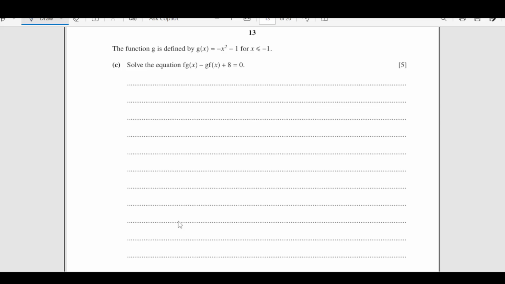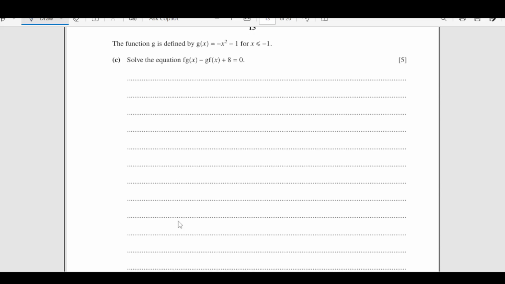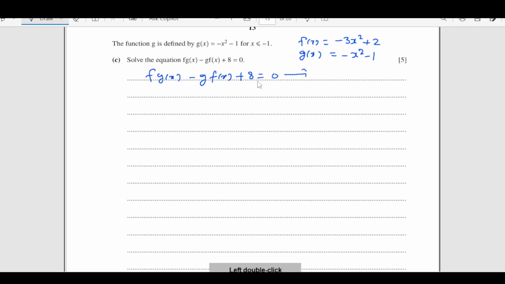Now part C, the function g is defined by g(x) equals negative x squared minus 1 for x less than 1. Solve this equation. So f of g(x). Now let me rewrite here f(x). Our f(x) is negative 3x squared plus 2 and our g(x) is minus x squared minus 1. Now f of g(x) plus g of f(x) plus 8 is equal to 0. So this is the equation that we are looking for.